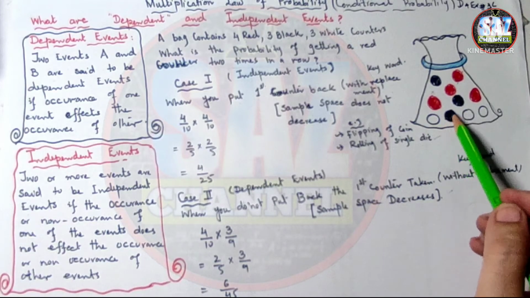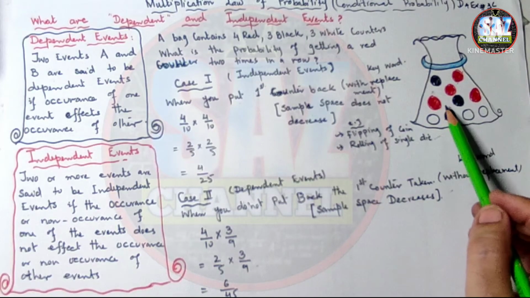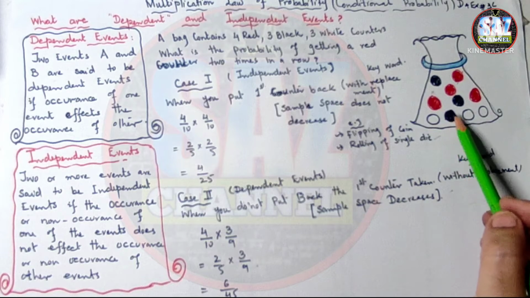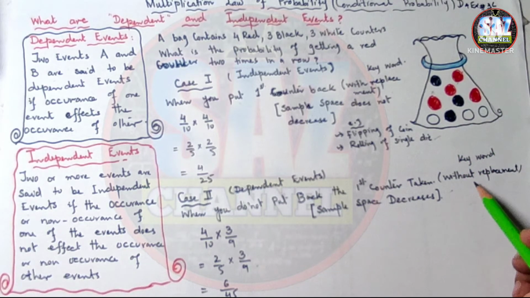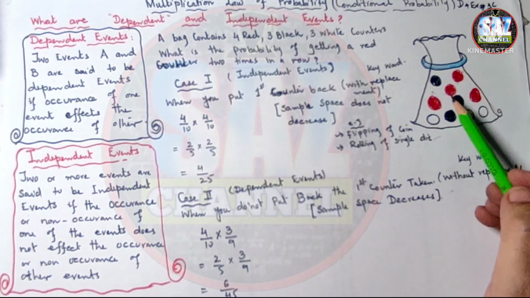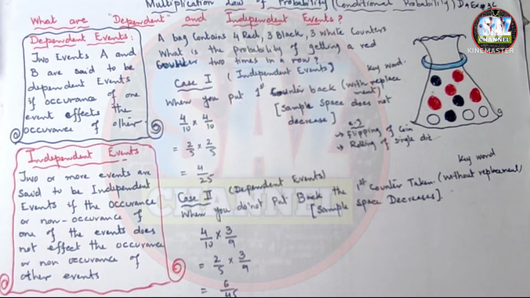So in this case you can see that when the situation is without replacement, here the key word is without replacement, that we are not putting that counter back or that object back. Okay, the choices of the next object will be affected by the choices of the previous object.